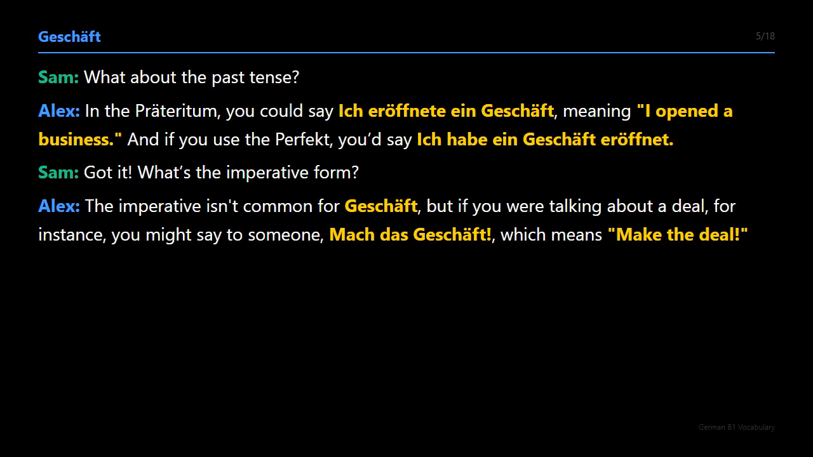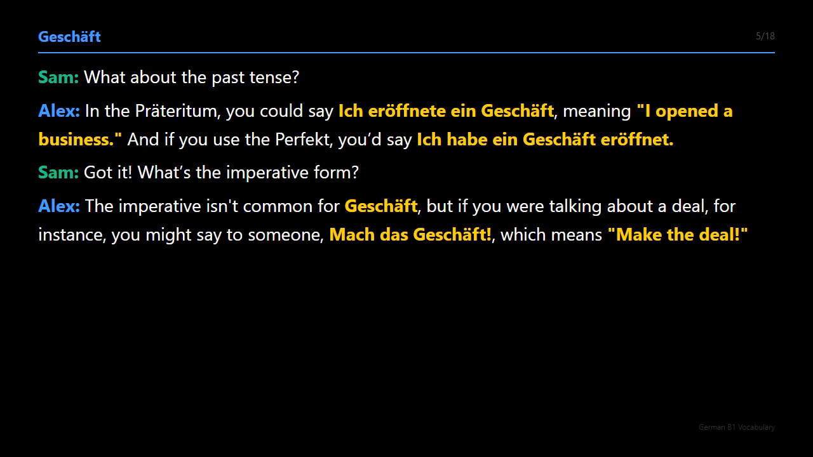Got it. What's the imperative form? The imperative isn't common for Geschäft. But if you were talking about a deal, for instance, you might say to someone, "Mach das Geschäft," which means, "Make the deal."